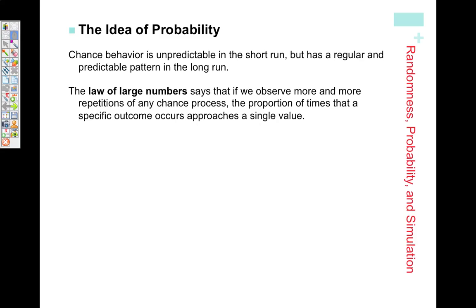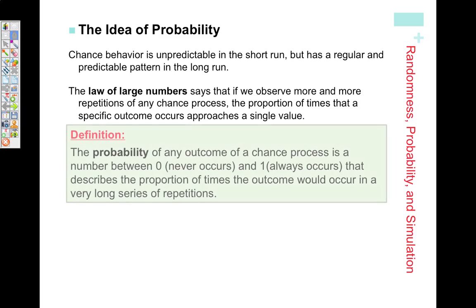For instance, flipping a coin, that would be a chance process. And if we just flip a coin a couple times, it might go tails, tails, tails. But if we flipped a coin 500 times, we would expect that proportion of tails comes out to be about one half. That's probability. So the definition of probability is the proportion of times the outcome would occur in a very long series of repetitions. It's a number between 0 and 1. 0 meaning that thing can never occur. A 1 means that it's guaranteed to occur. So the probability of getting tails is 1 half, because if we flipped a coin thousands of times, we would expect that we would eventually balance out, if you will, to getting tails half of the time.